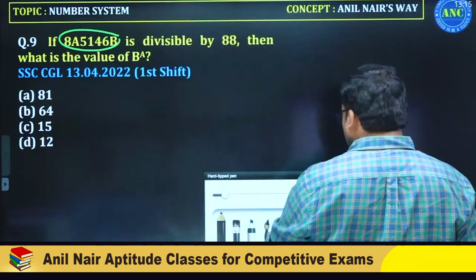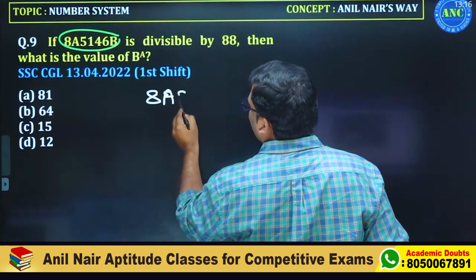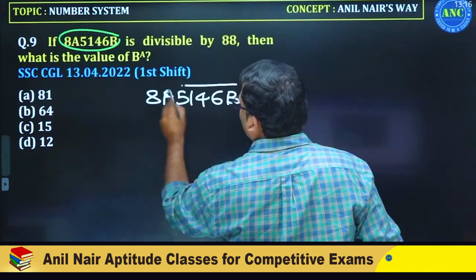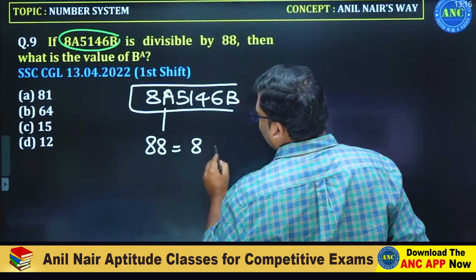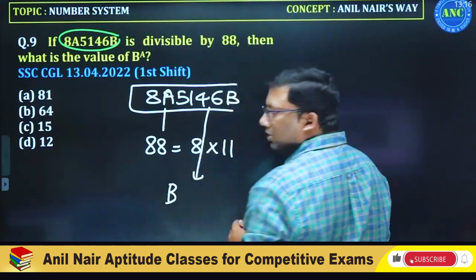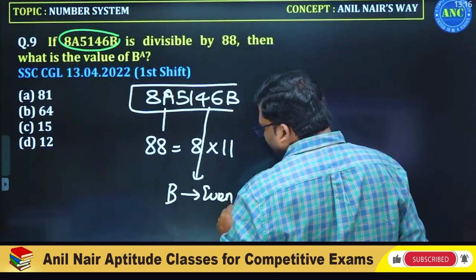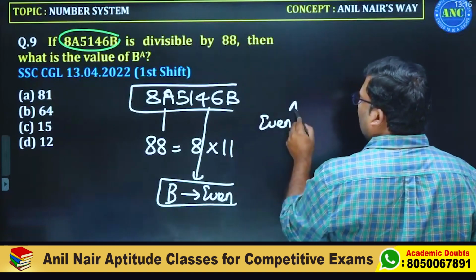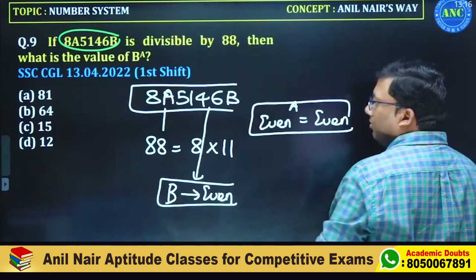Now if you see this question, 8A5146B should be divisible by 88. 88 is 8 into 11. That means the number should be divisible by 8. For it to be divisible by 8, B should be an even number. If B is an even number, even power any number, the answer will be an even number.